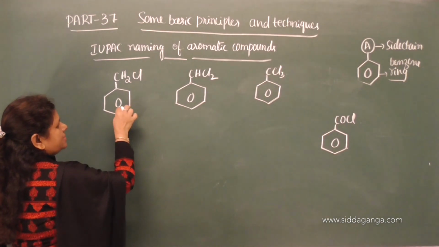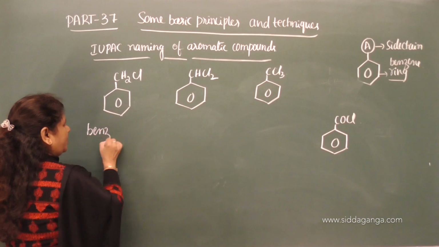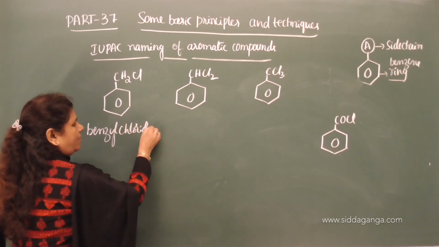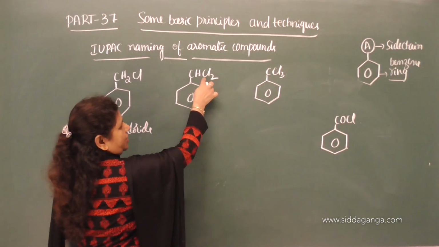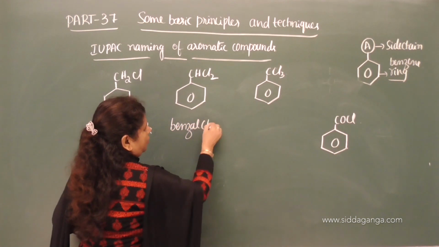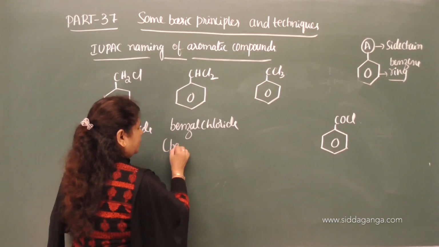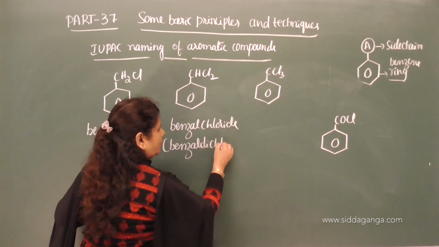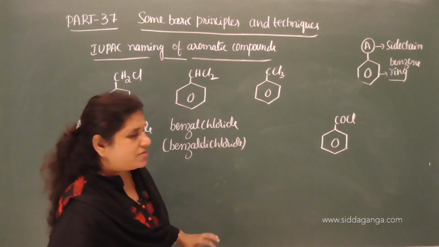Now, here you know this group, what is the common name? Aryl group. What is this aryl group? C6H5CH2, benzyl group. Therefore, it is benzyl chloride. Common name I am writing, benzyl chloride, and this becomes benzal chloride, or more specifically you can write benzal dichloride.